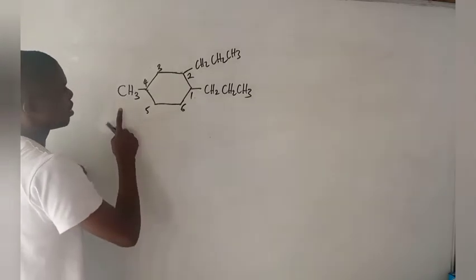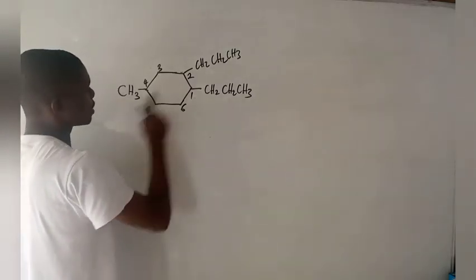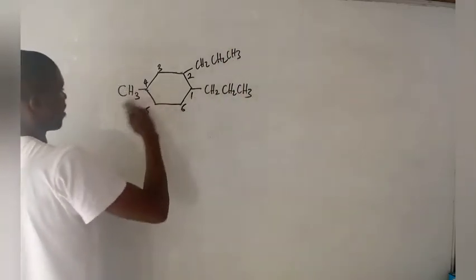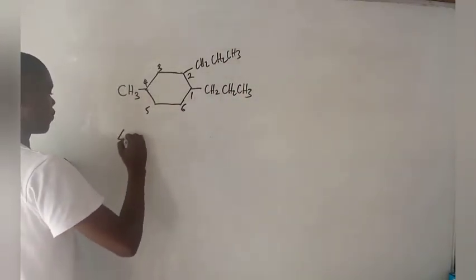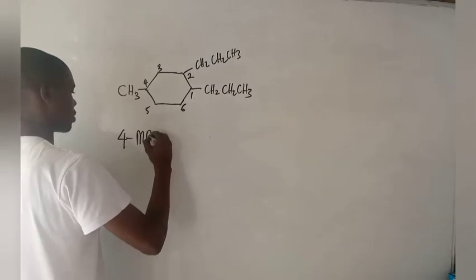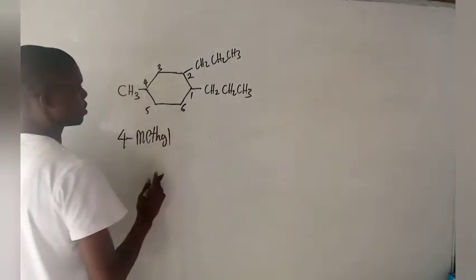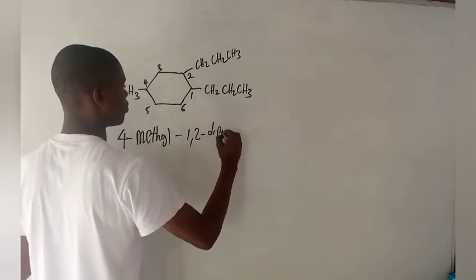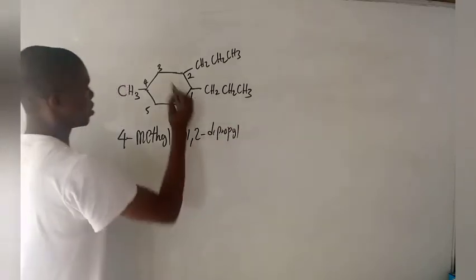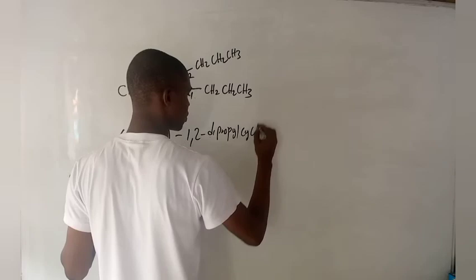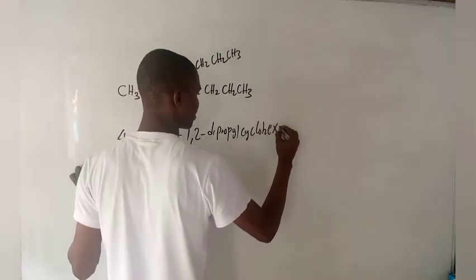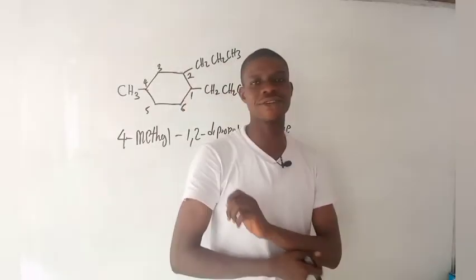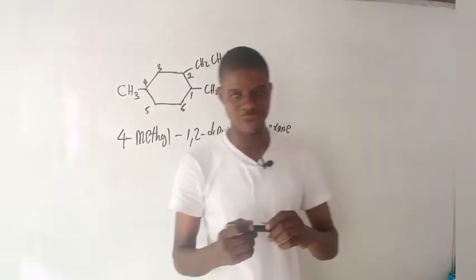Remember, M will come before P, because here we have 2 propyl groups, and here we have a methyl group. So it's going to be 4 methyl, 1, 2 dipropyl cyclohexane. So these are the 3 rules you can use in naming alkanes.